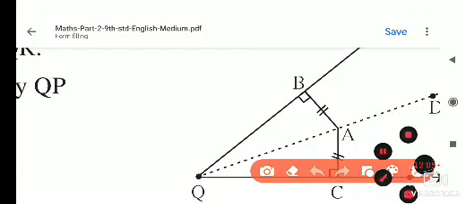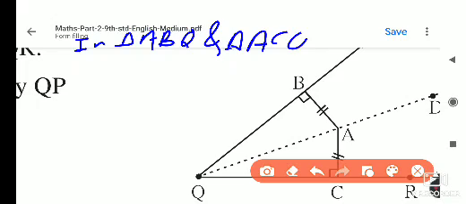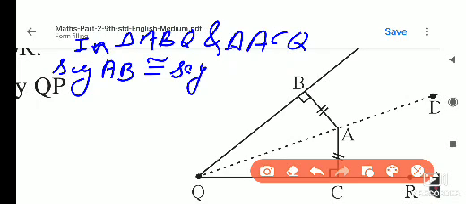See here, in triangle ABQ and another triangle ACQ, we have to write which parts are congruent to each other. First of all, seg AB is congruent to seg AC. It is already given. This is the given part. Now angle B is congruent to angle C. Why? Because it's 90 degrees.